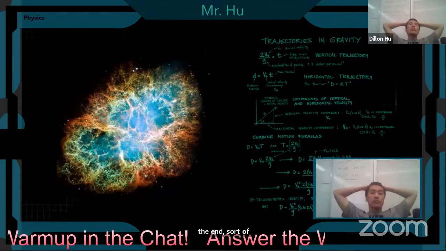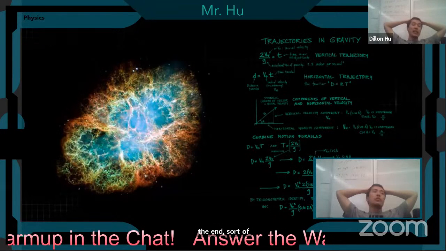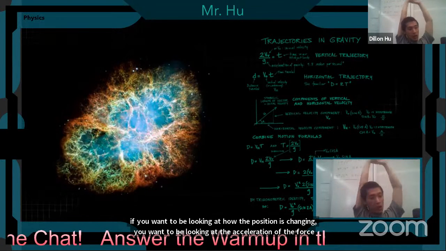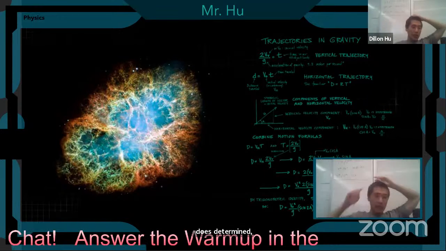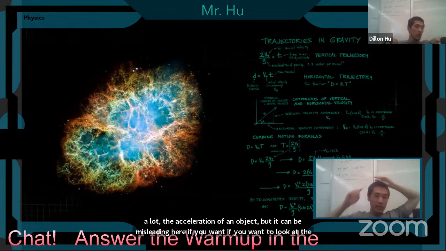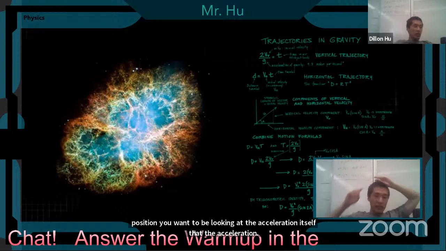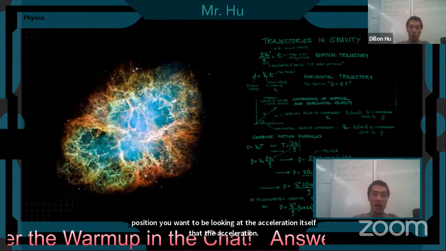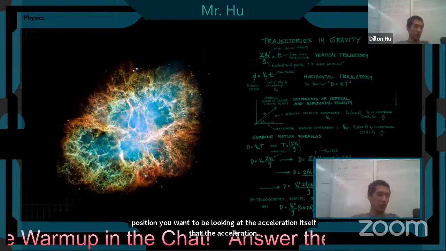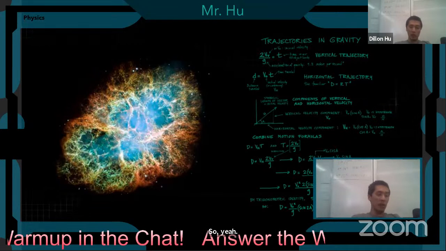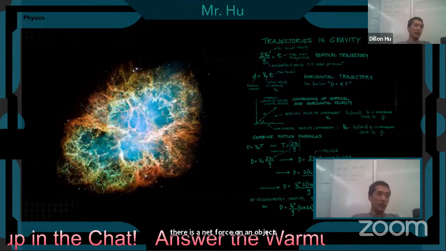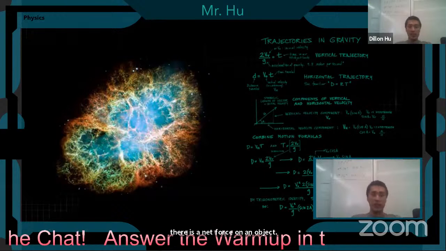So to recap Newton's second law, the big idea we wanted to be talking about is that an object accelerates when there is a net force on an object. What does it mean to have a net force? So again, acceleration is the change in velocity over a time interval, which means that if an object speeds up or slows down, or it starts moving or stops moving, those are examples of acceleration, which means that you need to have some sort of net force acting upon it. What does it mean to have a net force? So this is the big idea here.